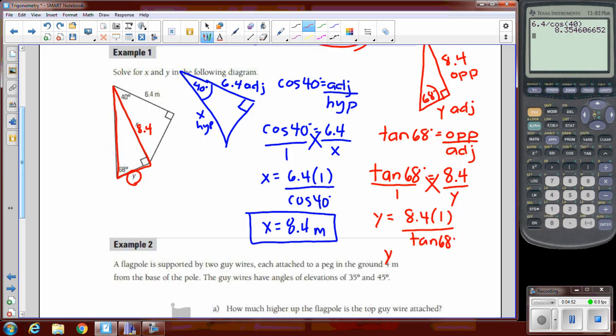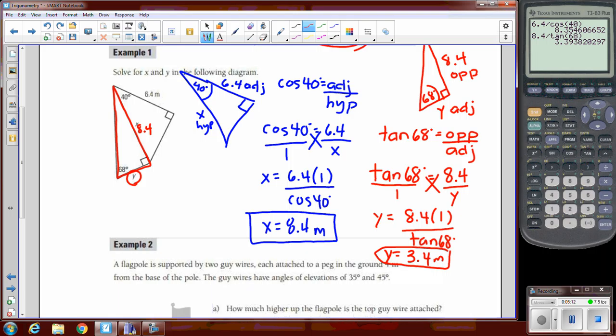And I'm running into the bottom question here, but that's okay. So in the calculator, 8.4 times 1 is 8.4 divided by the tan of 68, and we get roughly 3.4 meters.